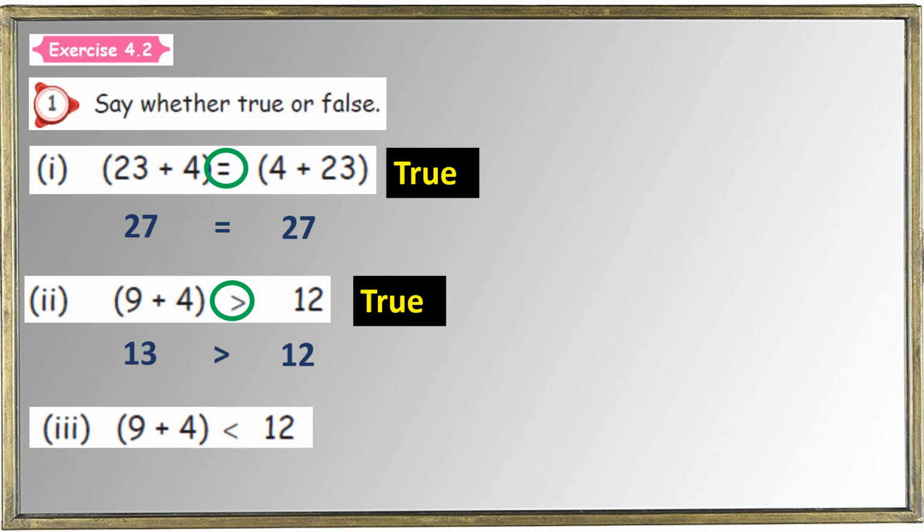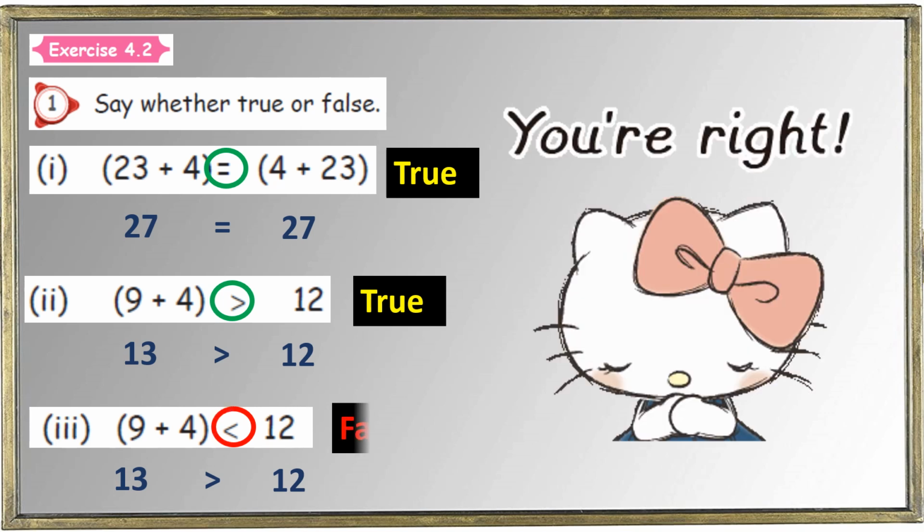Third one, 9 plus 4 less than 12. Just now we have seen that 9 plus 4 is greater than 12, and that statement is true. Here they have changed the symbol alone. So as usual, 9 plus 4 is equal to 13. If it says less than 12, the statement is wrong. Clear? So the answer is false. It's easy, I think.